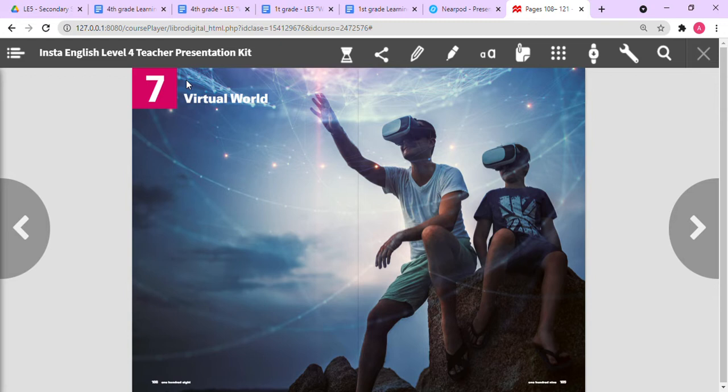They look like they were touching something. They are using virtual glasses? Yes? So they are in a virtual world, like the title. Perfect. Now let's see.